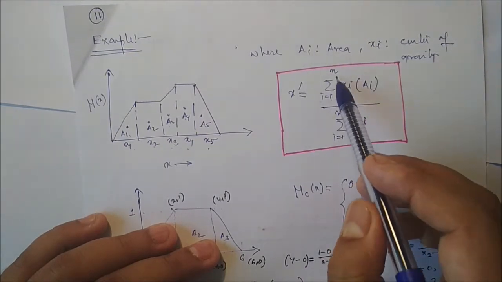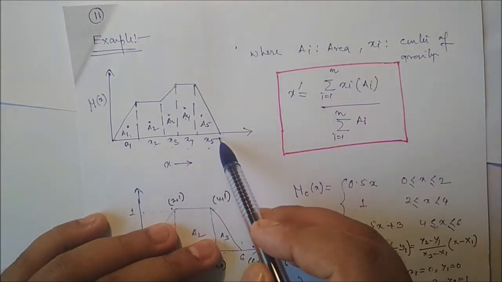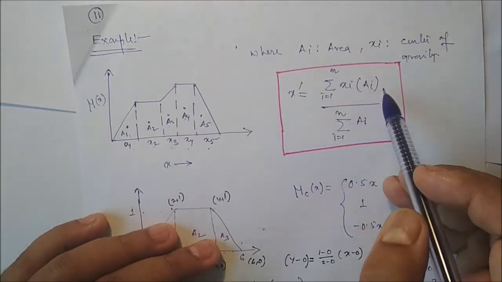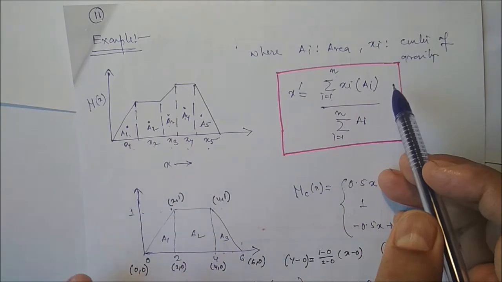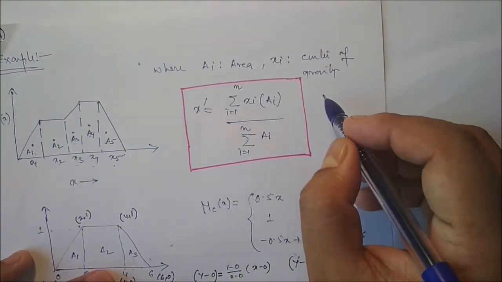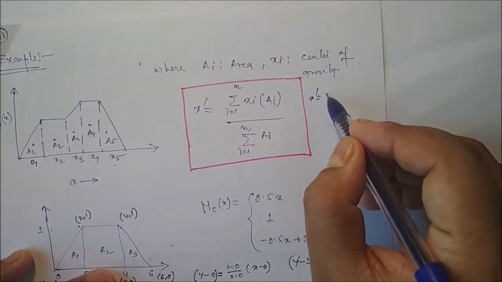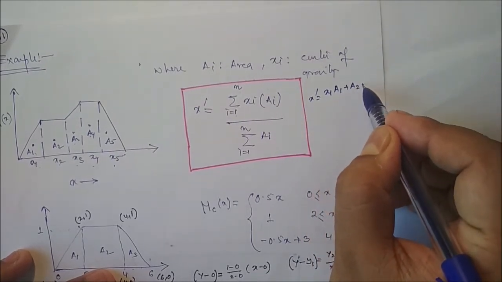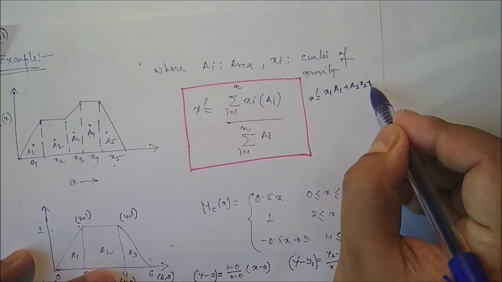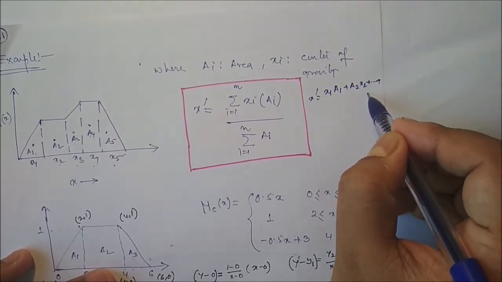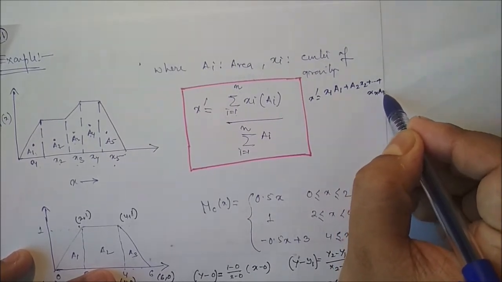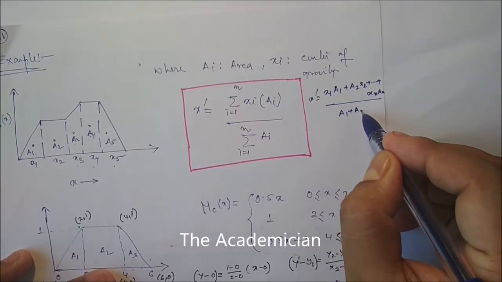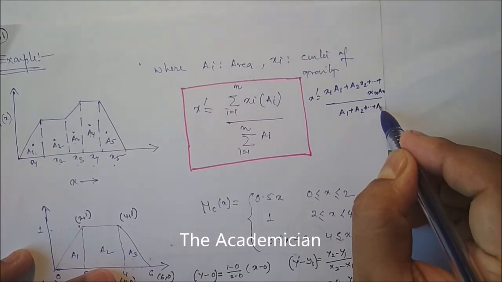So summation of i equal to 1 to n. Here n is the number of parts, so the value of n is 5. So x dash is equal to x1 a1 plus a2 x2, and so on, plus xn an, divided by a1 plus a2 up to an.